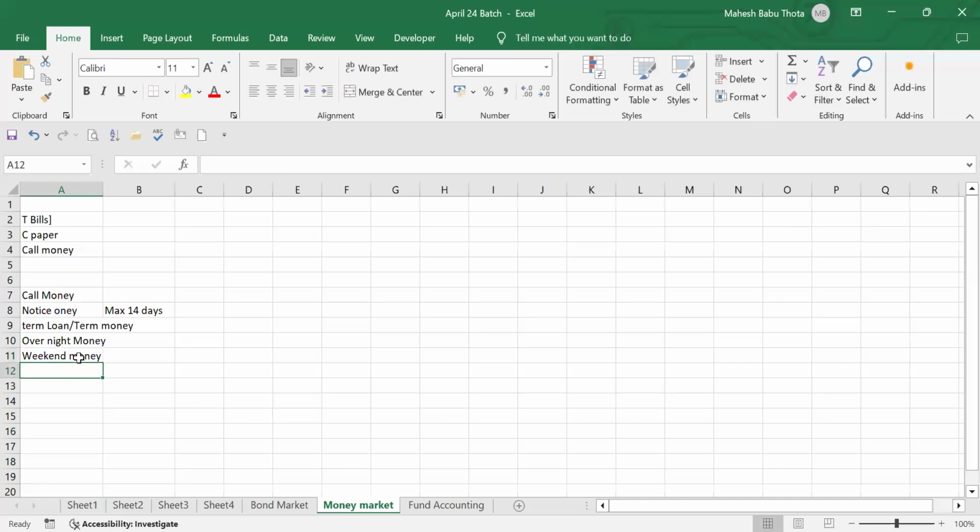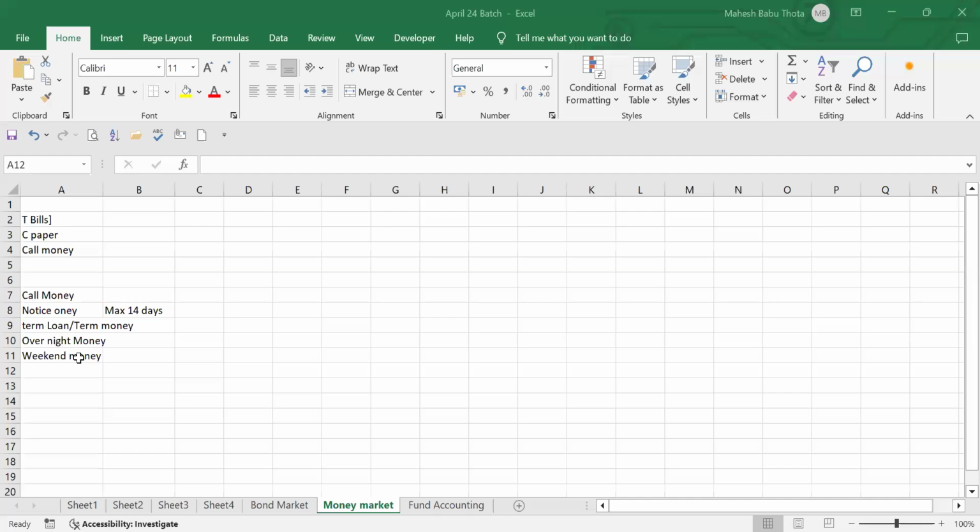Weekend money is also the same thing. Like overnight money, today we borrow and tomorrow we pay, right? But this one is for the last day of the week. Suppose I take a loan on a Friday; the repayment will be scheduled on the following Monday. Weekend means the following day after the weekend will be the repayment date. Like Monday will be the payment date. That is called weekend money.